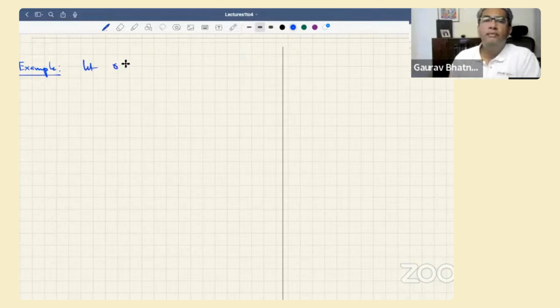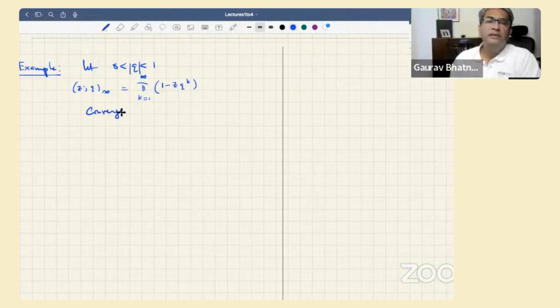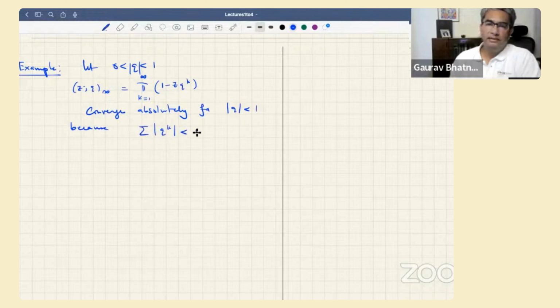So if q is some number here, absolute value of q less than 1, then the product (z; q) infinity, which is the product of 1 minus z q to the k, k going from 1 to infinity, converges absolutely, provided this is true, because the summation of q raised to k is less than 1.